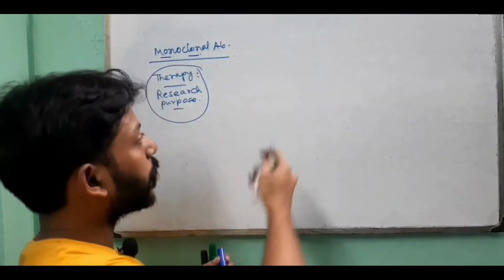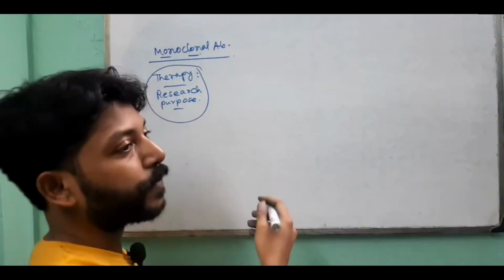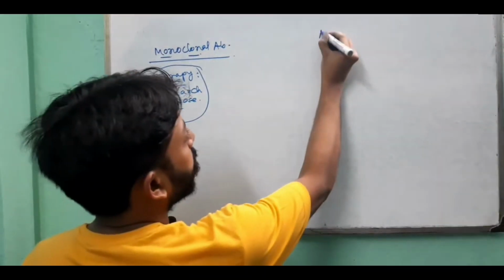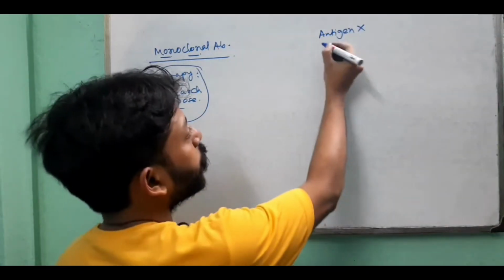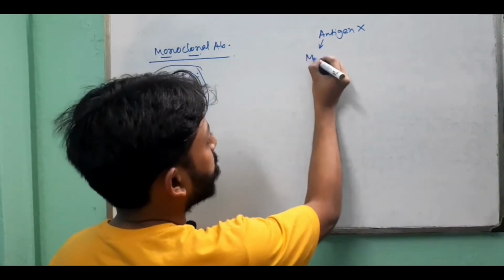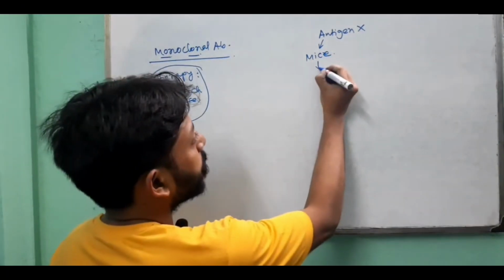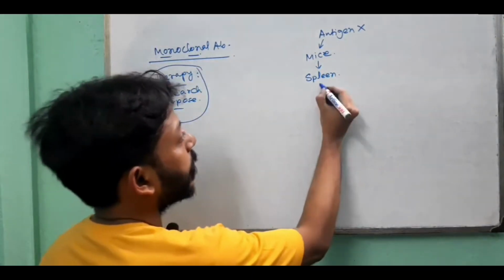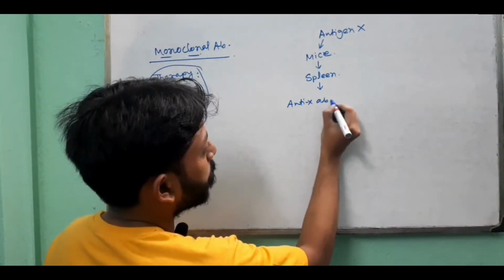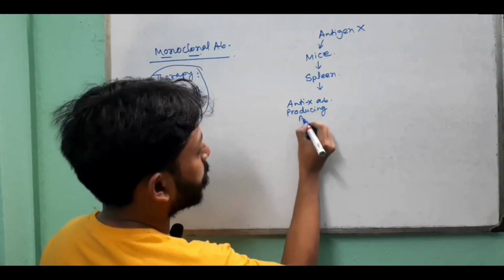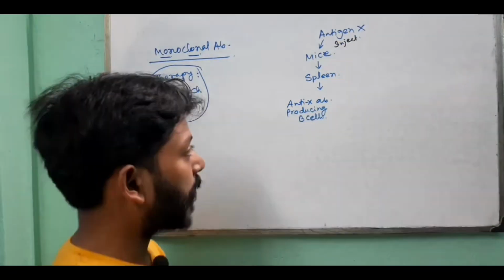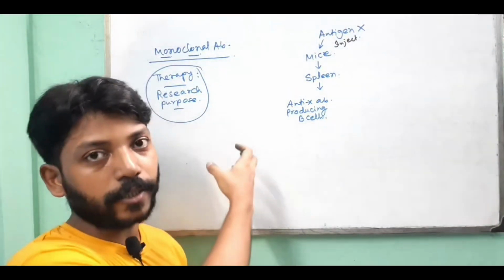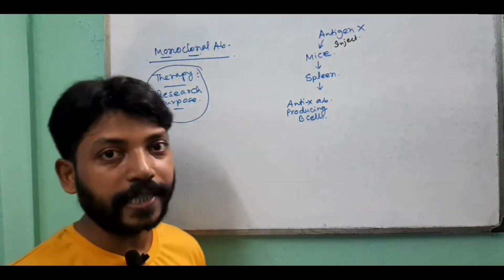So let's assume I want to produce a monoclonal antibody against an antigen like antigen X. What do I have to do? I have to inject this into a mouse. Then after a few days, I will separate the spleen from the mouse and collect anti-X antibody producing B cells. As I have mentioned, monoclonal antibody is required in huge amounts because it is required for therapy and research, so it has an industry.